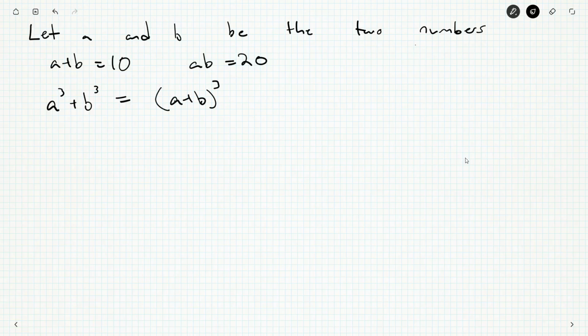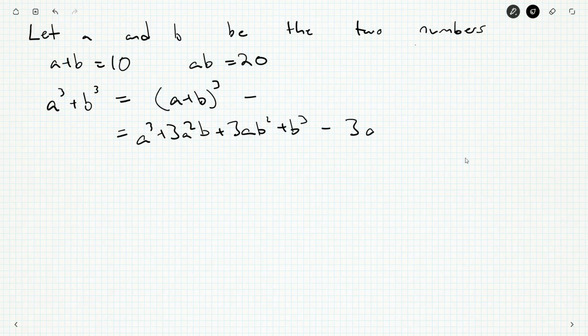Well, if we take A plus B cubed, that would be A cubed plus 3A squared B plus 3AB squared plus B cubed. It has the A cubed plus B cubed that we want in it. And we know what A plus B is. It's 10. So 10 cubed. Well, 1,000. That's great. But we have this extra bit.